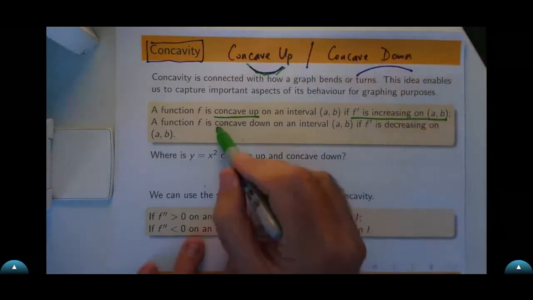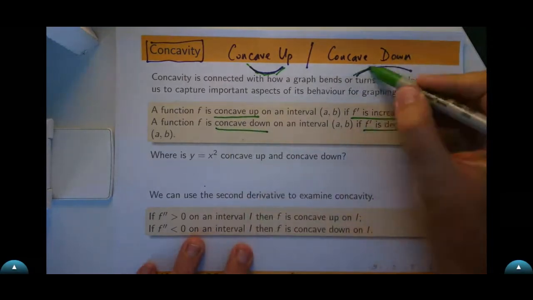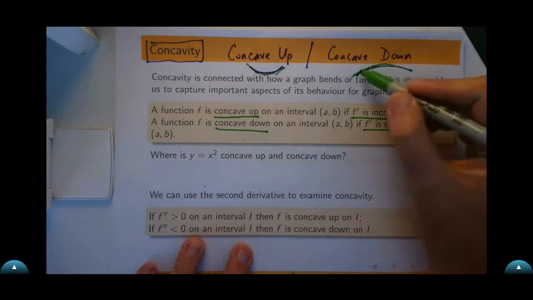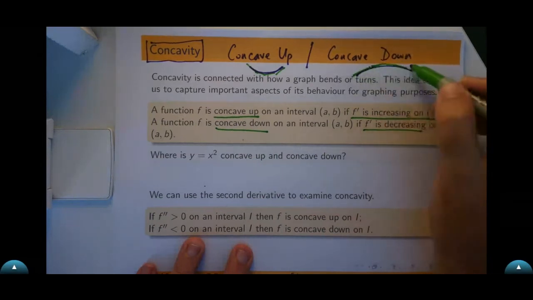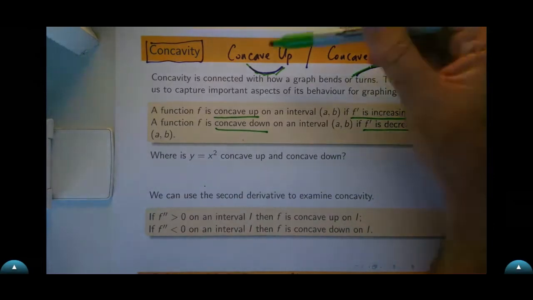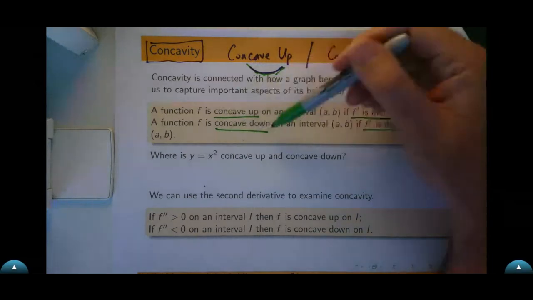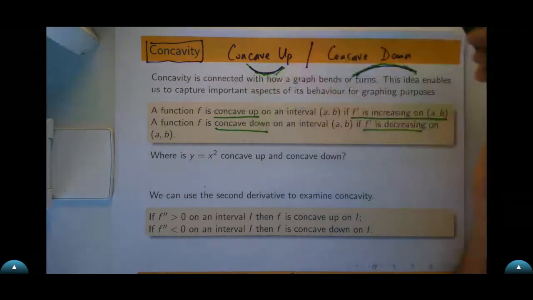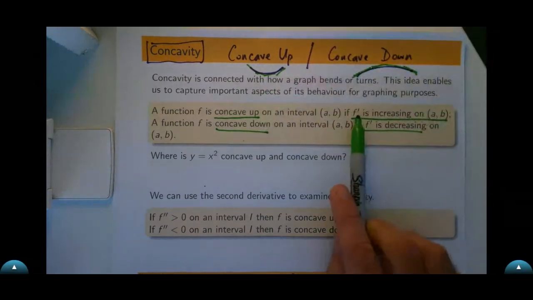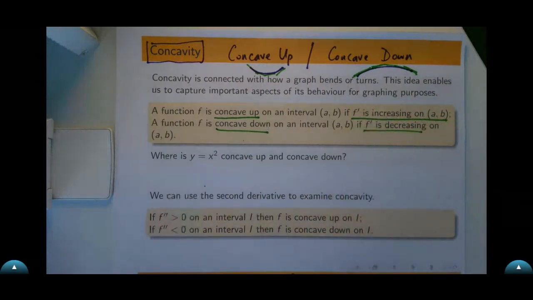Okay, and what about concave down? Well, the derivative's decreasing. Here, the slopes of the tangent lines are all positive, but they're moving towards 0 and then negative as we go from left to right. So that's one way of showing that a function is concave up or concave down.